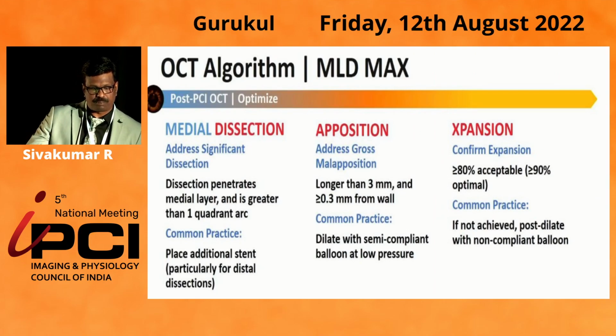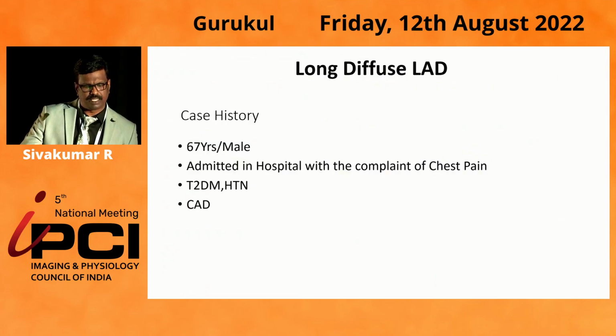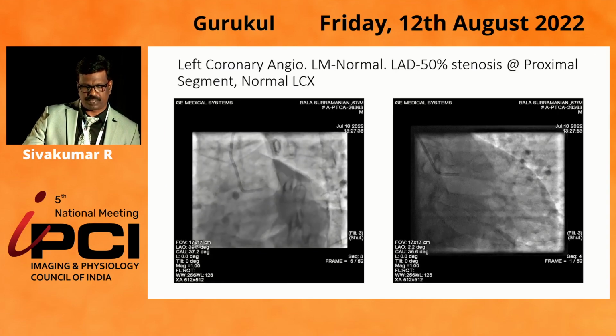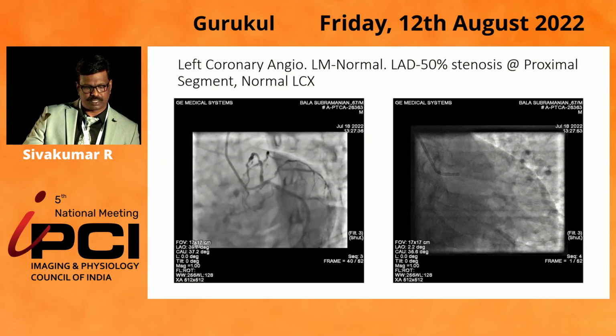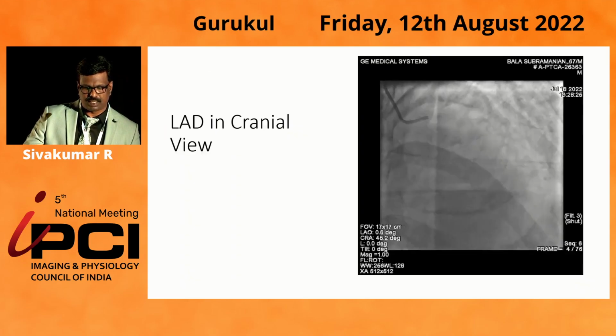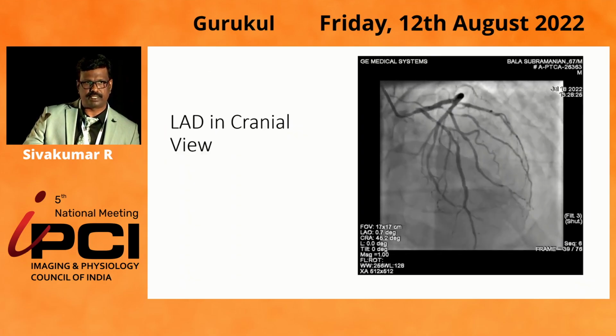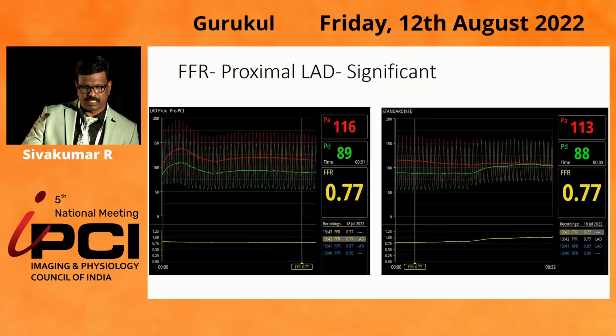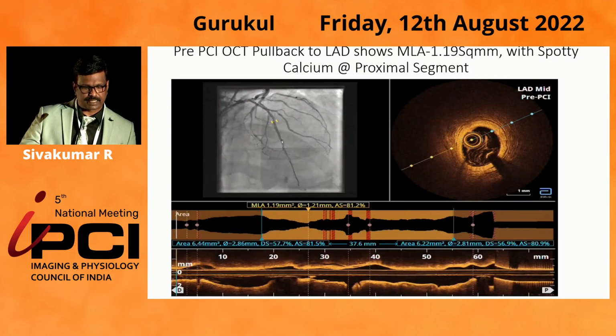This is a post-stent. Basically, we need to look into dissection, apposition, expansion. I think we all know all these criteria; for the want of time, let me take you through one of my cases. A 67-year-old male admitted with chest pain, diabetes, hypertension, non-dominant RCA, dominant LCX looks good. Like K. Narayan's case, this LAD was looking intermediate to me. FFR was done, 0.77.